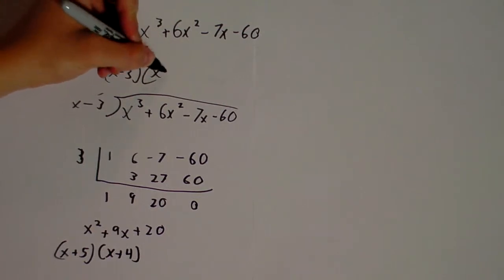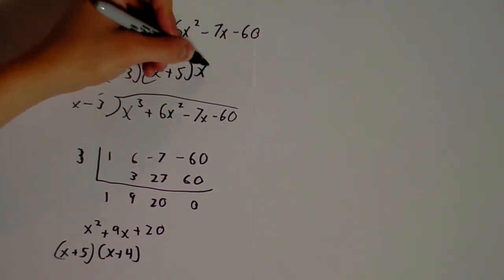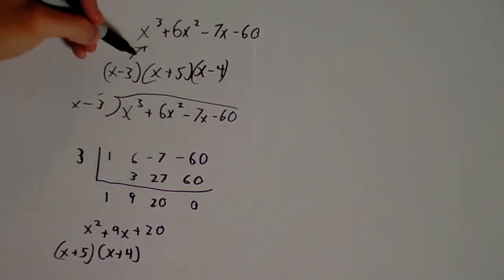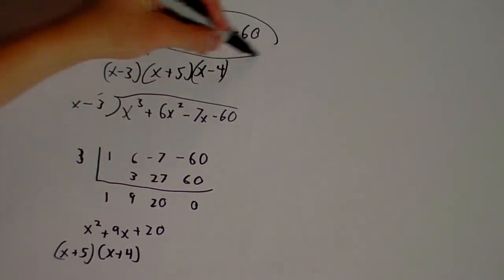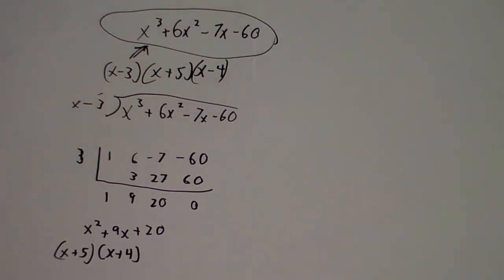So x minus 3 times x plus 5 times x plus 4 is going to be equal to this whole thing. So the fourth use of synthetic division is factoring a polynomial.